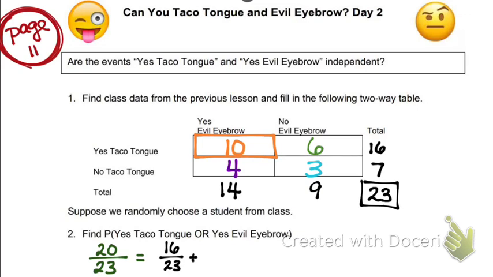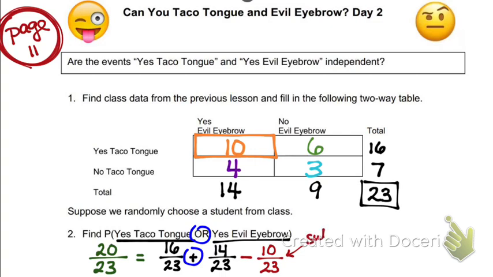So I'm looking at this piece right here. My or means I'm going to add yes to the evil eyebrow. How many people said yes to evil eyebrow? 14. But then we have to subtract out our intersection. We have to subtract out the people that said yes to both because we counted them in both of those numbers. How many people said yes to both? 10. So 10 out of 23.